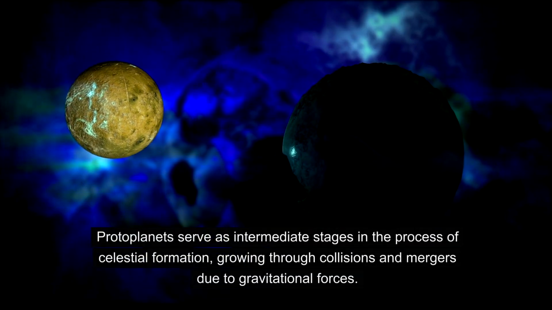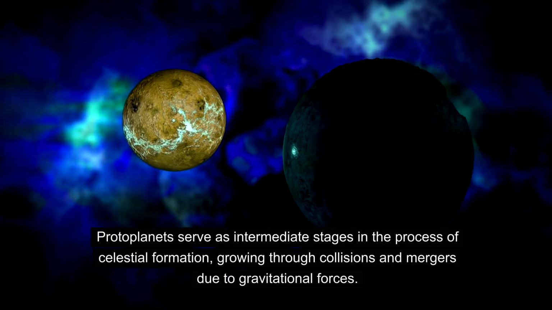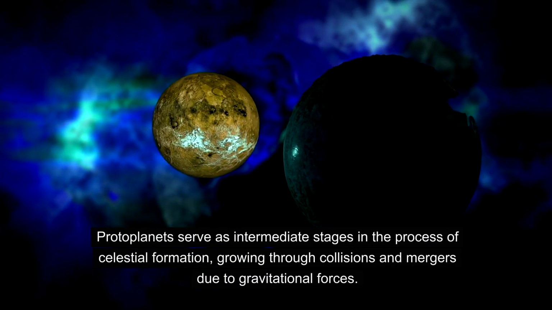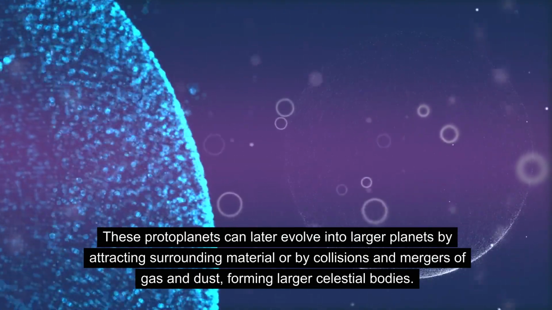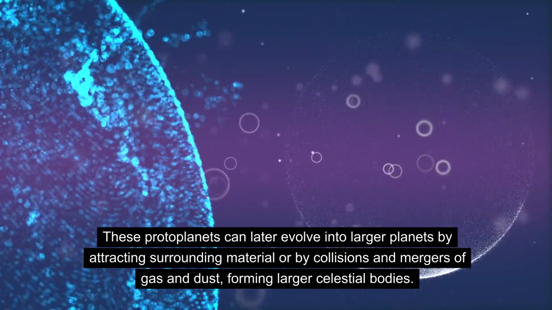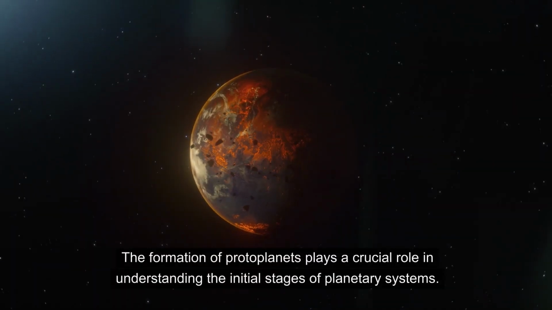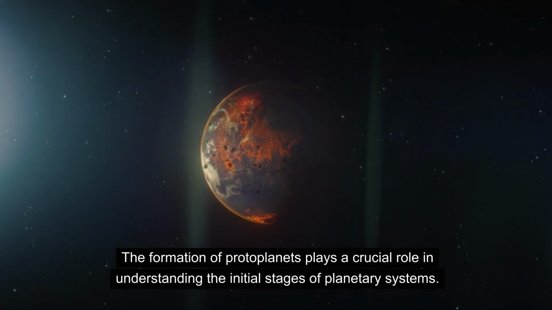Protoplanets serve as intermediate stages in the process of celestial formation, growing through collisions and mergers due to gravitational forces. These protoplanets can later evolve into larger planets by attracting surrounding material or by collisions and mergers of gas and dust, forming larger celestial bodies. The formation of protoplanets plays a crucial role in understanding the initial stages of planetary systems.